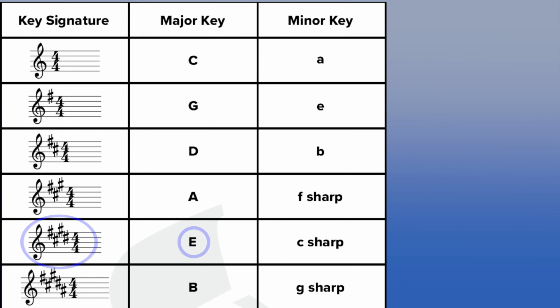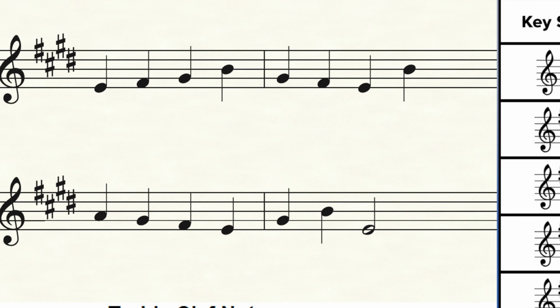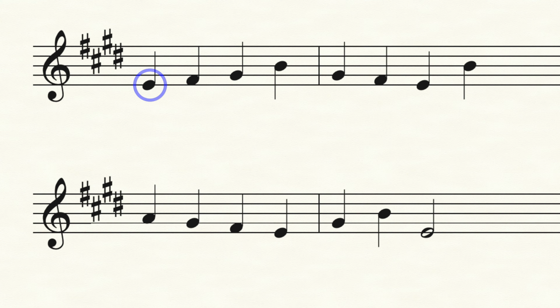Now we need to find out what the other notes are in the exercise so we can figure out where scale degree 1 is. Since we're in the key of E major, scale degree 1 is going to be an E. After that, we can label the rest of the notes as scale degrees based on their distance from 1.